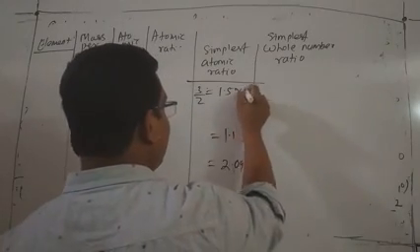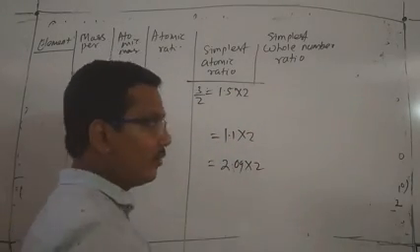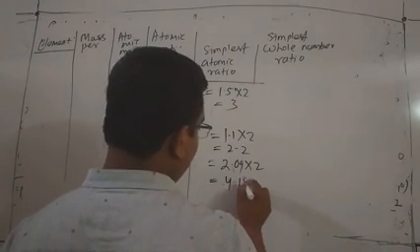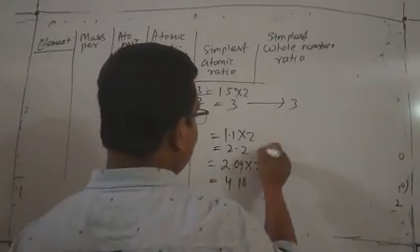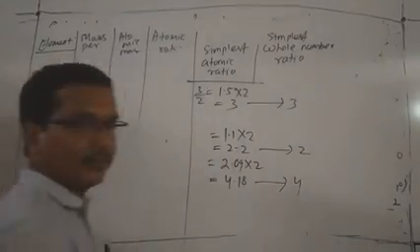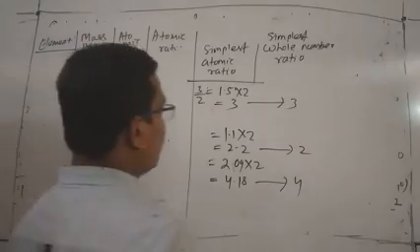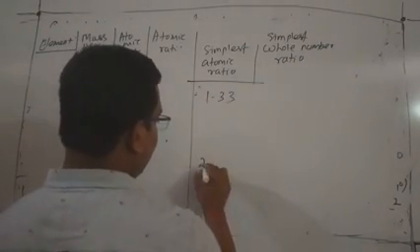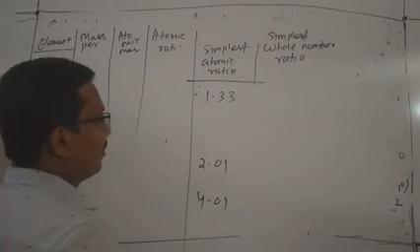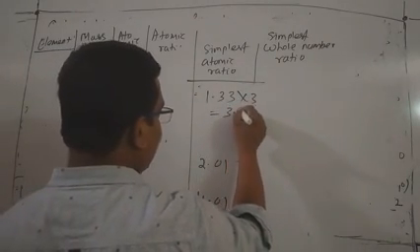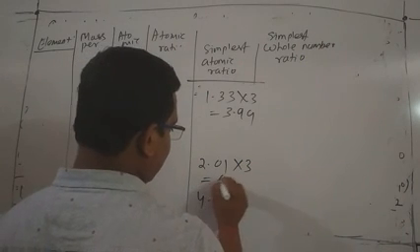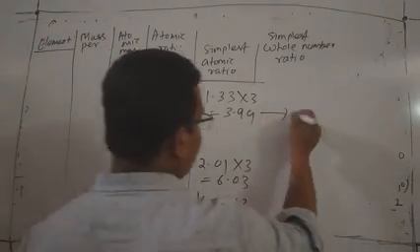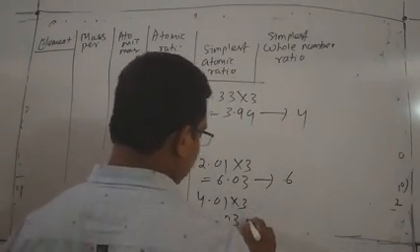If you multiply all values by 2, then the values are 3, 2.2, 4.18. Now it is very easy to convert them. Suppose the simplest atomic ratio is 1.33, 2.01, 4.01, it can be multiplied by 3, that is 3.99, multiplied by 3 is 6.03, multiplied by 3 means 12.03. It is written as 4, it is written as 6, it is written as 12.